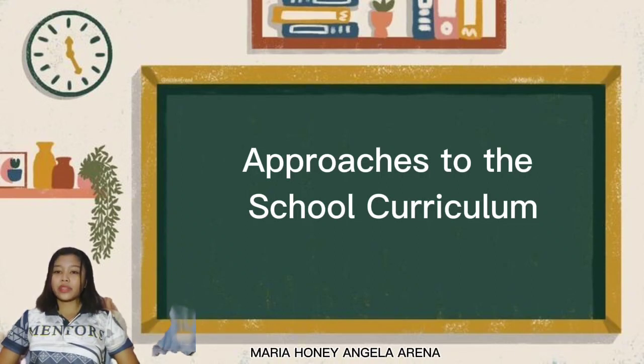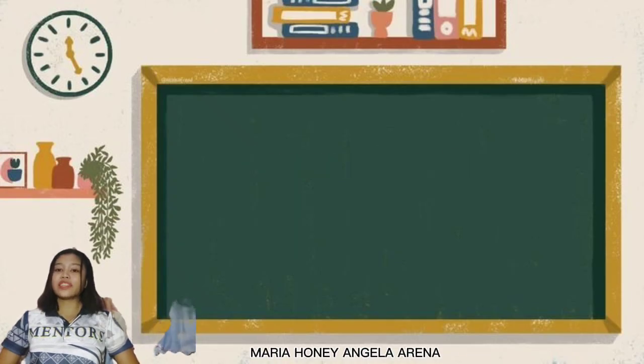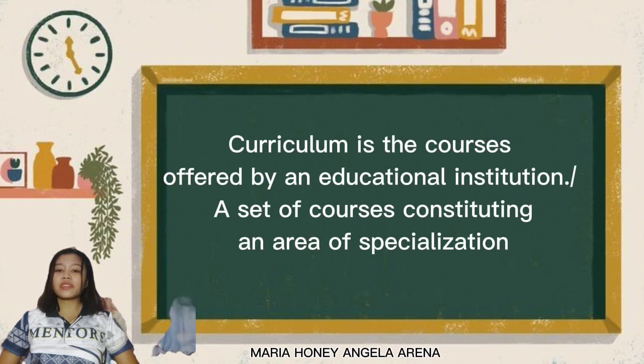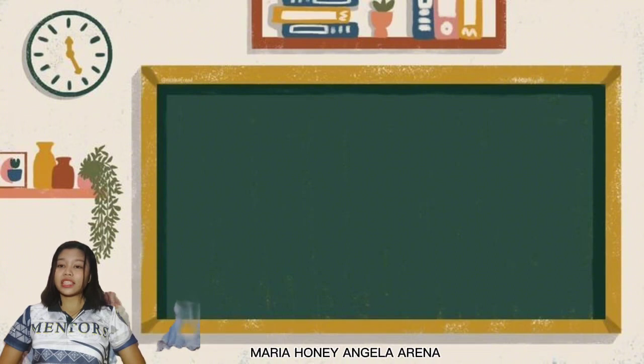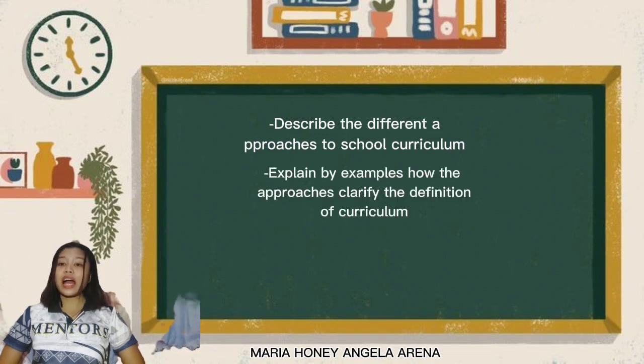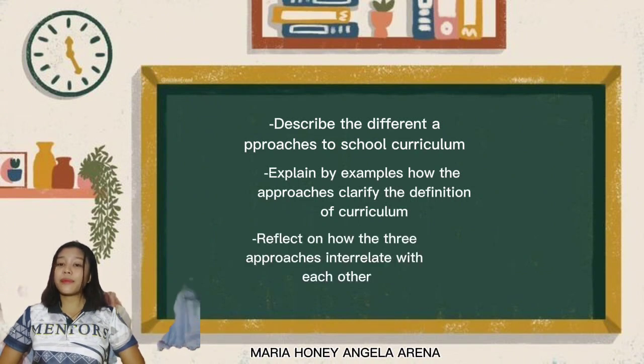My topic is all about approaches to the school curriculum. So, before we proceed to our discussion, let us first know what is curriculum. According to Merriam-Webster, curriculum is the courses offered by an educational institution or a set of courses constituting an area of specialization. I hope after I discuss my topic, all of you will be able to describe the different approaches to school curriculum, explain by examples how the approaches clarify the definition of curriculum, and reflect on how the three approaches interrelate with each other.